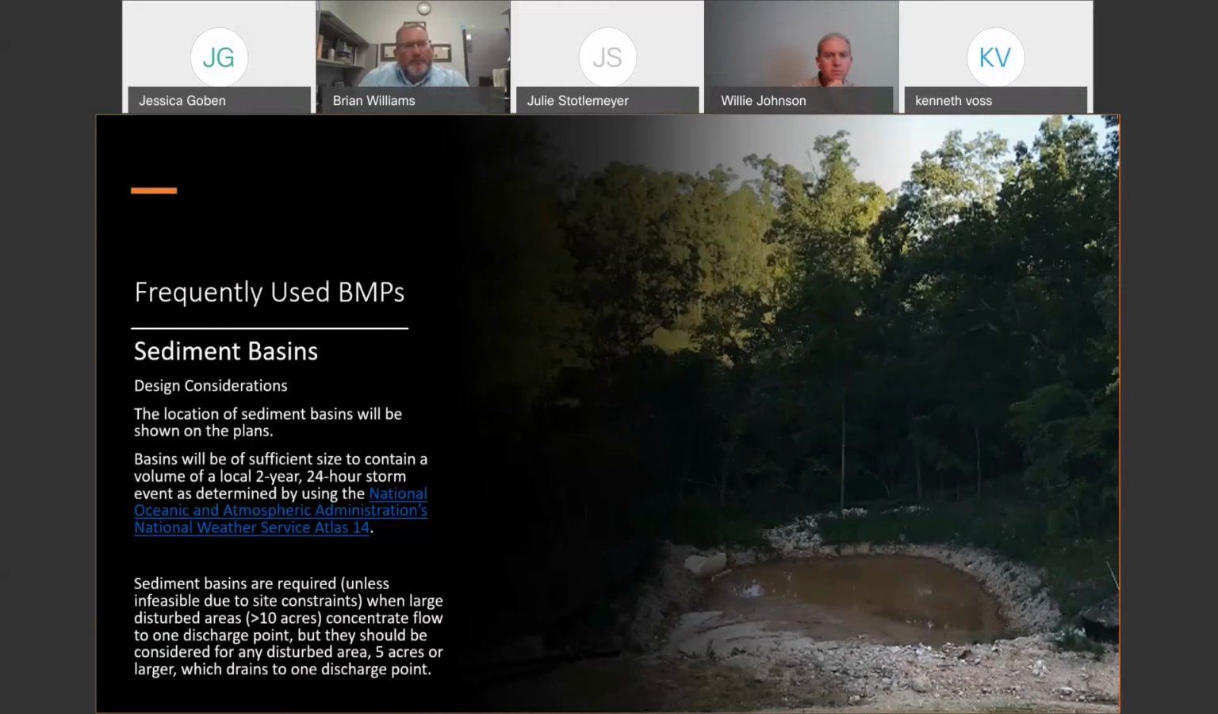Sediment basins. The design considerations for sediment basins: the location of the sediment basin will be shown on the plans. Basins will be of sufficient size to contain the volume of a 2-year, 24-hour storm event as determined by the National Oceanic and Atmospheric Administration's National Weather Service Atlas 14.